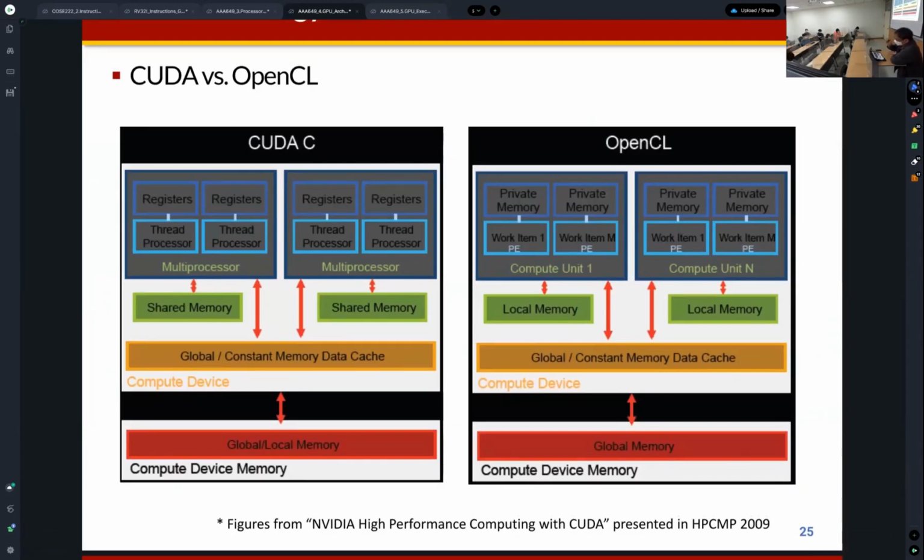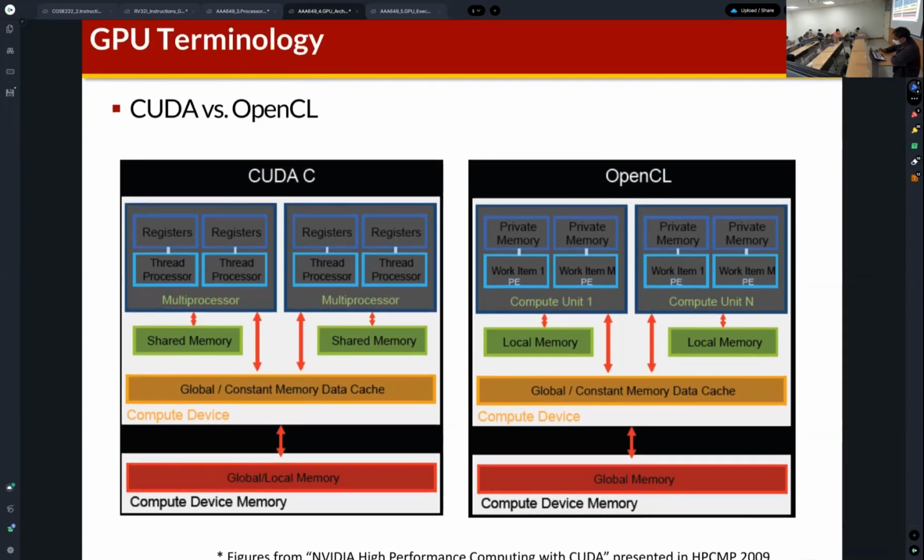Actually, in this class, I will use the NVIDIA terminology, but AMD also produces GPUs, so we can use the AMD GPU for general purpose parallel processing applications. But the terminology is a little bit different. Actually, the main architecture is very similar, but just the terminology is different.